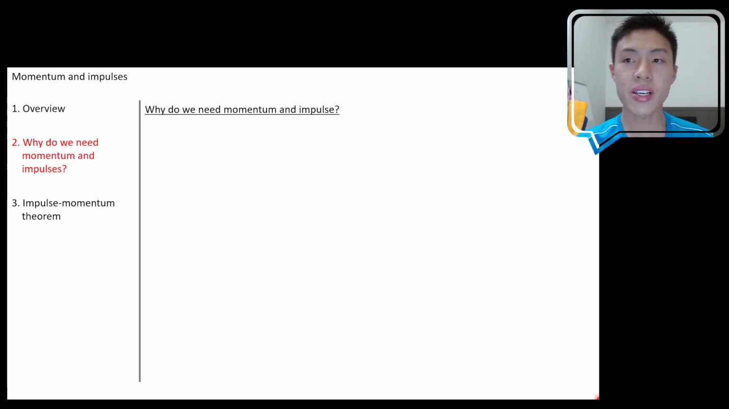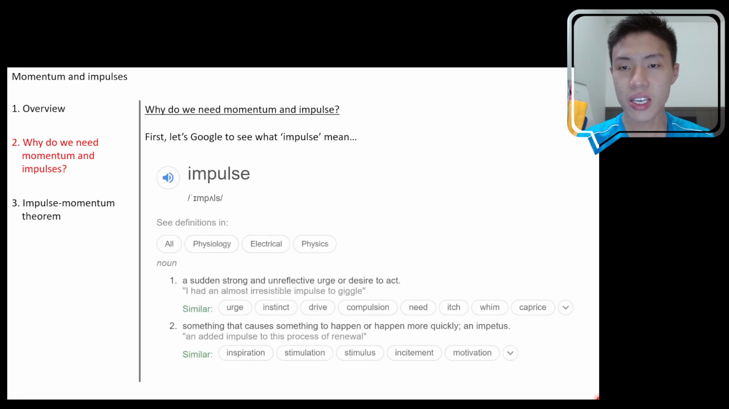Let's try and Google and see what does impulse mean. Okay, for English, impulse means a sudden, strong and unreflective urge or desire to act. So you might have heard of the word impulsive buying before. You buy something without thinking much about the consequences. You just buy because you suddenly want it.